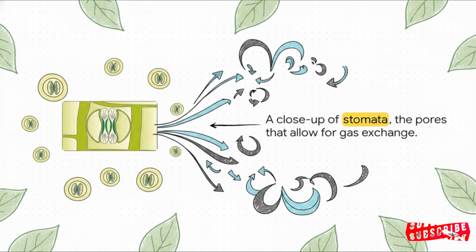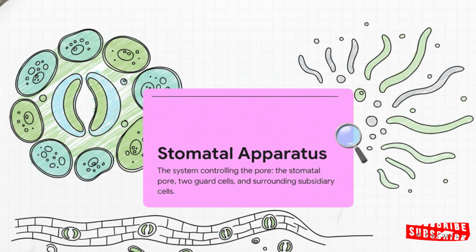They're like microscopic mouths that let the plant breathe, taking in the carbon dioxide it needs and releasing oxygen. And this whole control system is called the stomatal apparatus. You've got the pore itself, 2 specialized guard cells that actually open and close it, and then the cells surrounding them. It's this beautiful, precise little machine for managing gas exchange.